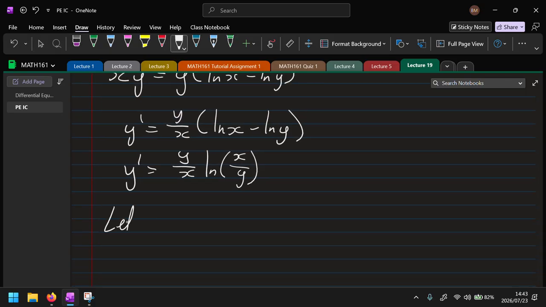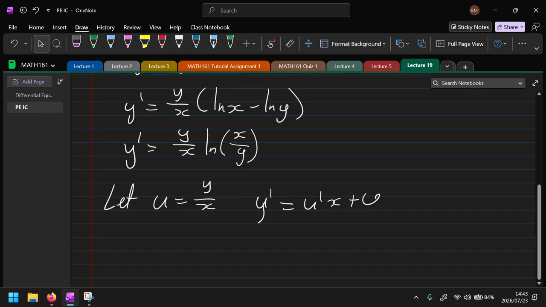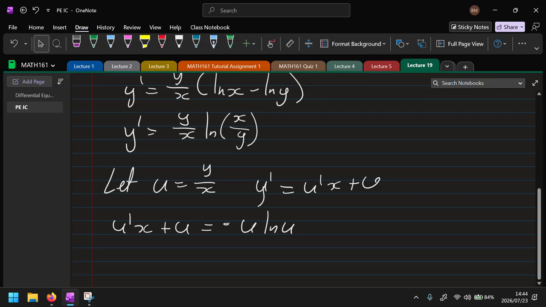So let u be y over x. And we know y prime will be u prime x plus u. Again, it's always the same, u prime x plus u. So left-hand side, let's substitute. And right-hand side, let's substitute. So the y over x will become a u. And then the natural log of 1 over u, we can just put a minus sign in front and write it like that.